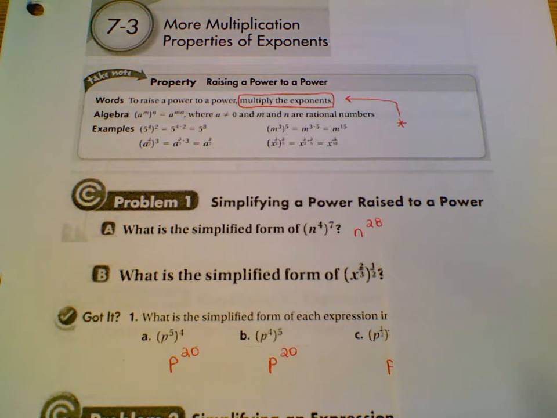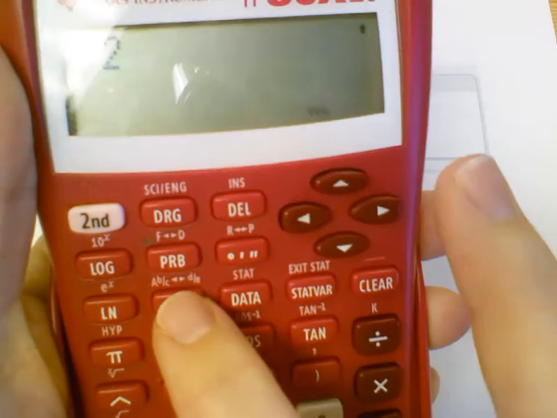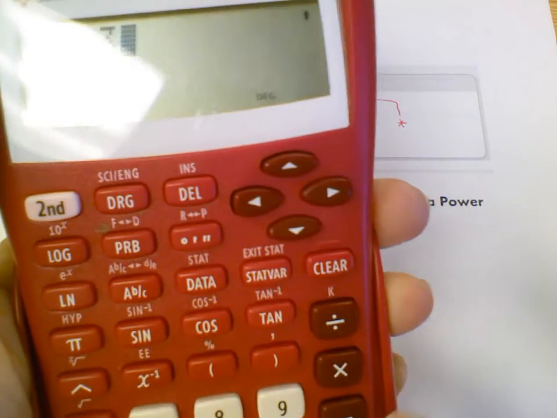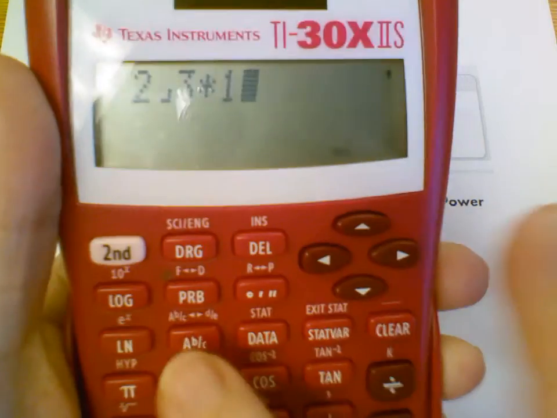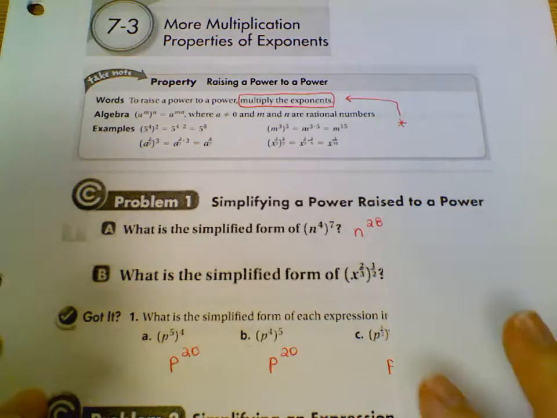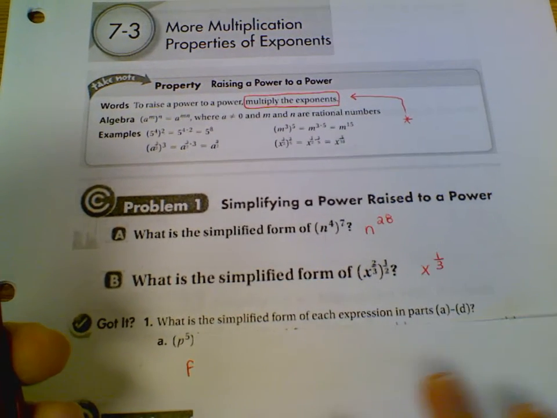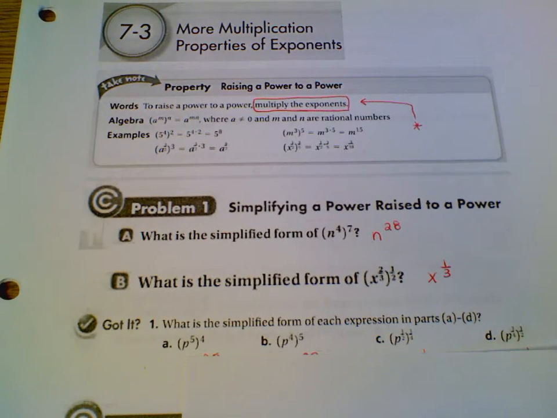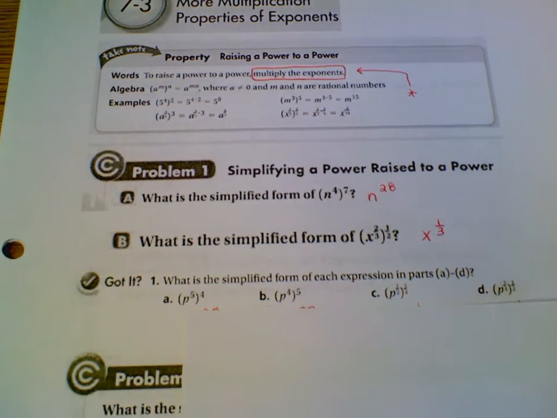Now if you're not familiar with fractions, you need to just use your calculator. So I would go get your calculator and I would type in 2, and here's your fraction button, 3 times 1 fraction button 2, and you would get 1/3. So my answer would be x to the 1/3. Alright, you're going to pause the video and try the got it question.